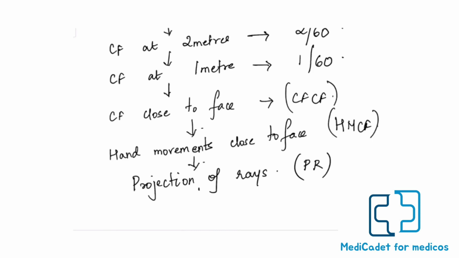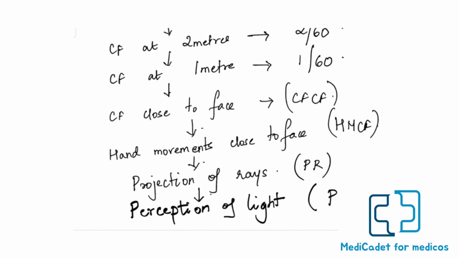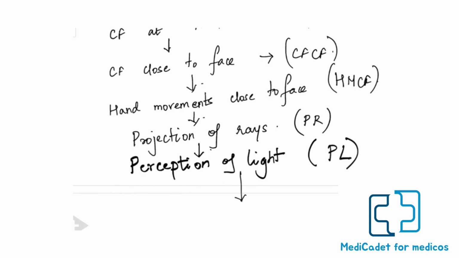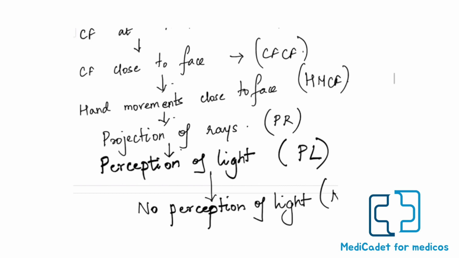Now, if projection of rays is also defective, then the next level is perception of light. Perception of light means we put light in the patient's eye and we ask whether he knows that there is light or there is no light. So if he is able to identify correctly when light is present or absent, we will say that perception of light is present. It is denoted as PL. Now if this is also defective, then that is called no perception of light, and that is complete or absolute blindness. No perception of light is denoted as no PL. And this is like complete or absolute blindness.